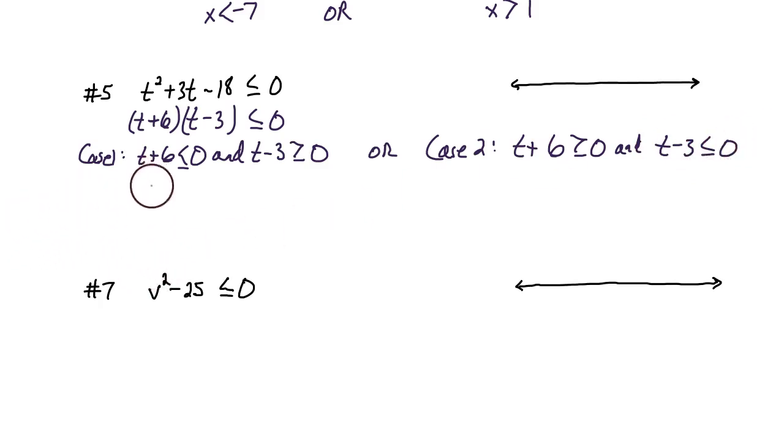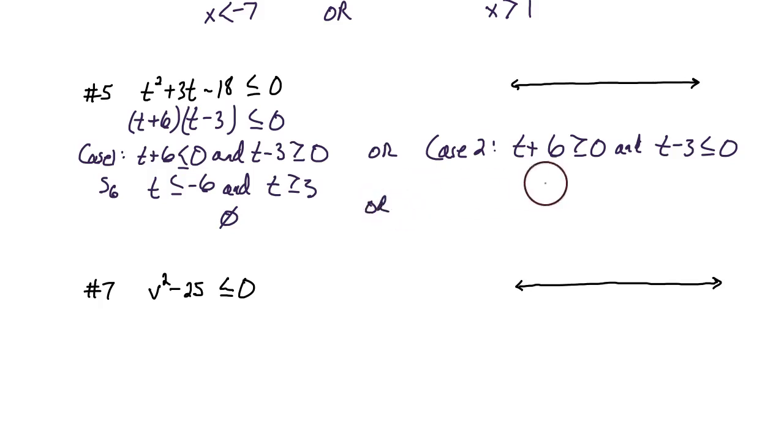Go back to case 1 and let's solve these statements. Subtract 6 from both sides. We get t is less than or equal to negative 6. And then on here, add 3 to both sides. We get t is greater than or equal to 3. Let's consider these statements together. We want t to be less than or equal to negative 6 and at the same time be greater than or equal to positive 3. How can you be less than negative 6 and be greater than positive 3? You can't. This is an empty set.